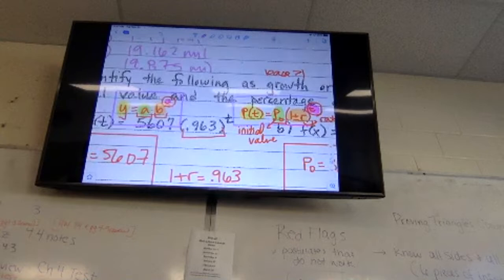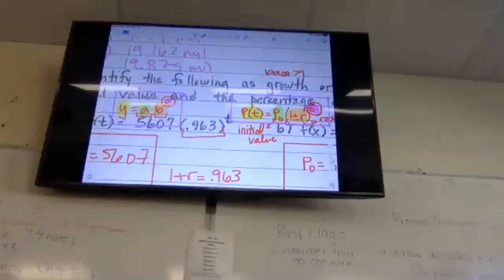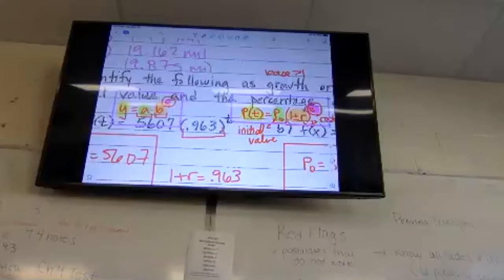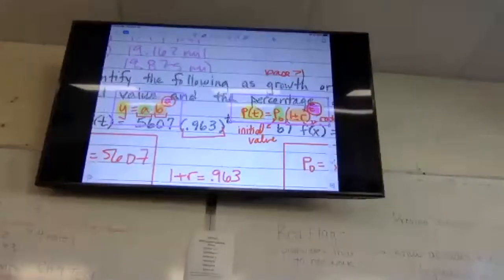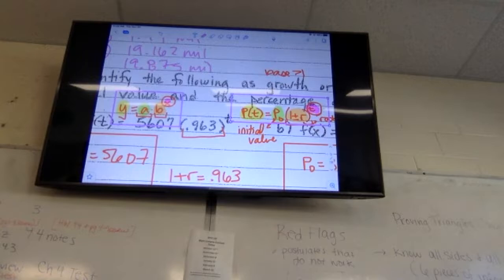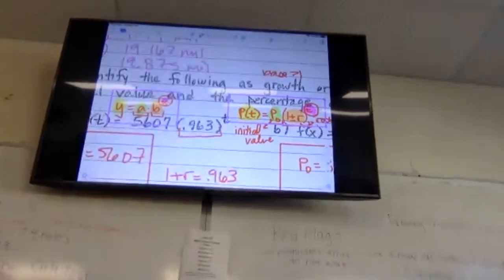When we started 3.2 though, I told you this formula, P of t equals P sub 0 times 1 plus or minus r raised to the t. This is the exact same thing as the exponential one. I think I talked through this with you. The P of 0 and the a are your initial values. The b is what we're raising our exponent to, and that's the same thing as 1 plus or minus your rate. And then your x and your t are both those variables that we're plugging in and solving for.